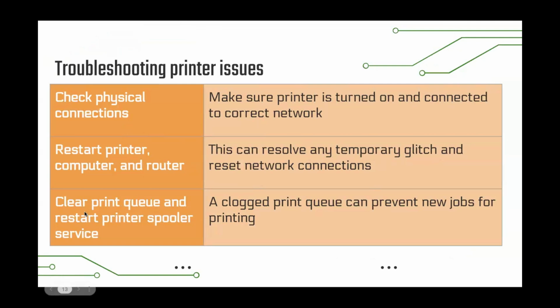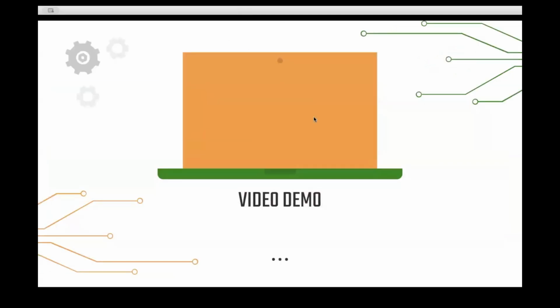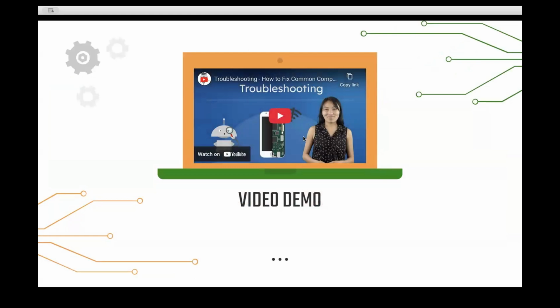Clear the print queue and restart the printer spooler service. A clogged print queue can prevent new jobs from printing. Always check whether there is a clog in your printer, these easy technical issues, or whether it is out of ink. All of those things may cause printer issues, so it's not just a single one. And let's keep going. This is a video demo, but it's way too long, so I'm not going to show it.